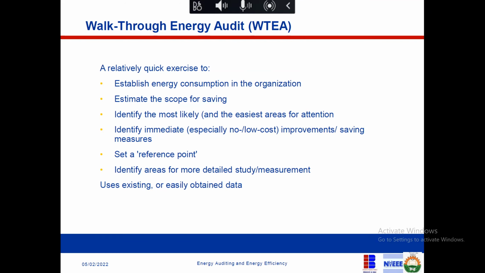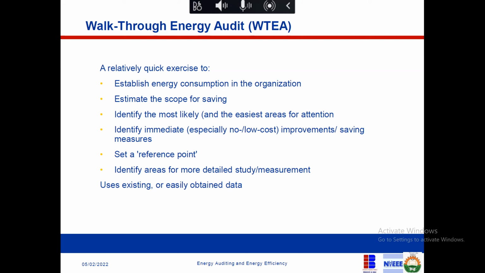Okay, so walkthrough audits, as we've said, you establish energy consumption in the organization. You estimate the scope of savings, identify the likely easiest areas of savings, and identify immediately the low cost and no cost savings. We've talked about these low cost savings and improvements. It is not every audit that will involve level 2. Some audits might likely stop at walkthrough. Walkthrough will give you the answer you want, while others, you can take to level 2, right?